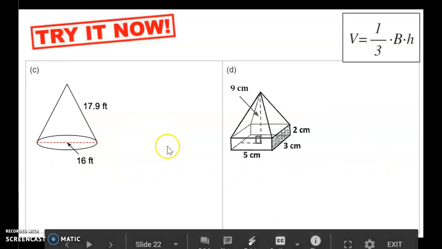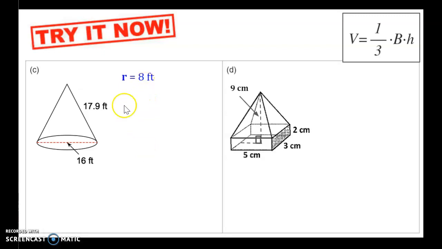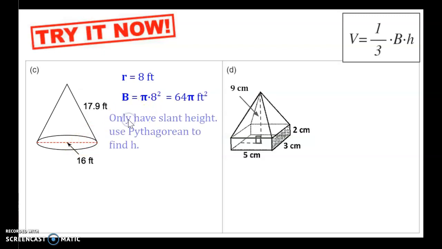The third problem is a little bit more complicated. We know the radius is 8 feet because we're given the diameter is 16 feet, and we know that the base area is going to be pi r squared. But we do not know the height of this cylinder, this cone.